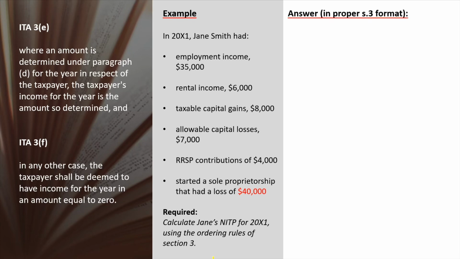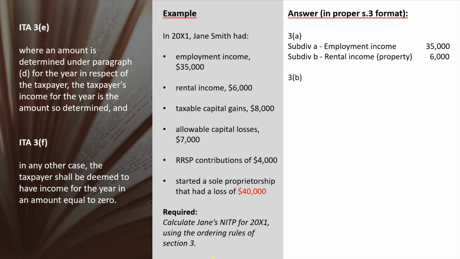So you'll see that the beginning is what we've done before. In 3A, we'll list subdivision A items, employment income, then any subdivision B items. In this case, we have property income. You would also list any subdivision D, other income items, but we don't have any. So we can go on to 3B. And in 3B, we have our taxable capital gains, subtract our allowable capital losses. And in this instance, the taxable capital gains do exceed the allowable capital losses, and it exceeds it by $1,000. We can subtotal 3A and 3B, and we get $42,000.